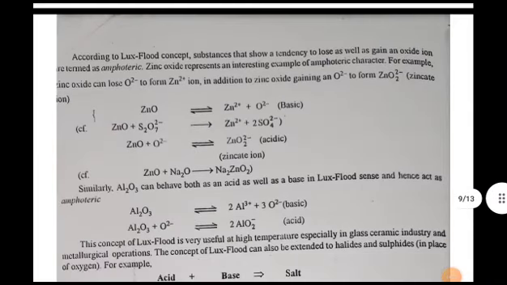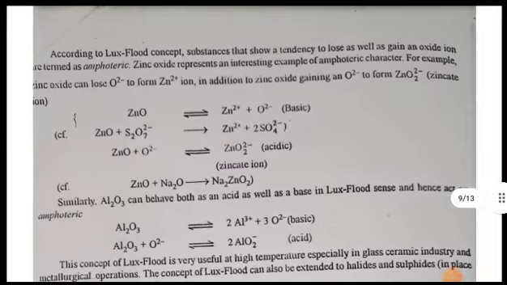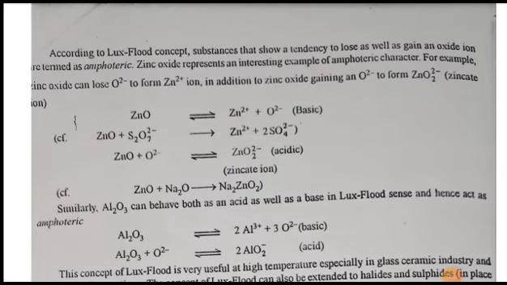According to the Lux-Flood concept, substances that show a tendency to lose as well as gain an oxide ion are termed amphoteric. Zinc oxide represents an interesting example of amphoteric character. For example, zinc oxide can lose O2 negative to form Zn2 positive. In addition, zinc oxide can gain an O2 negative to form ZnO2 2 negative.